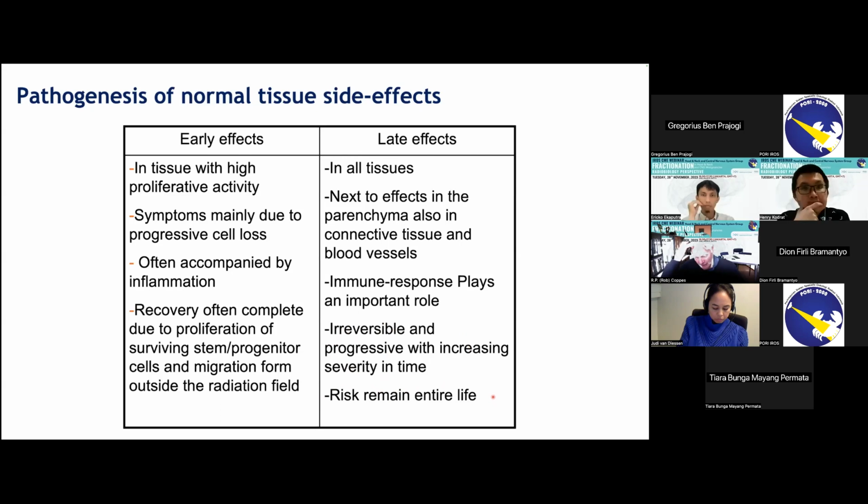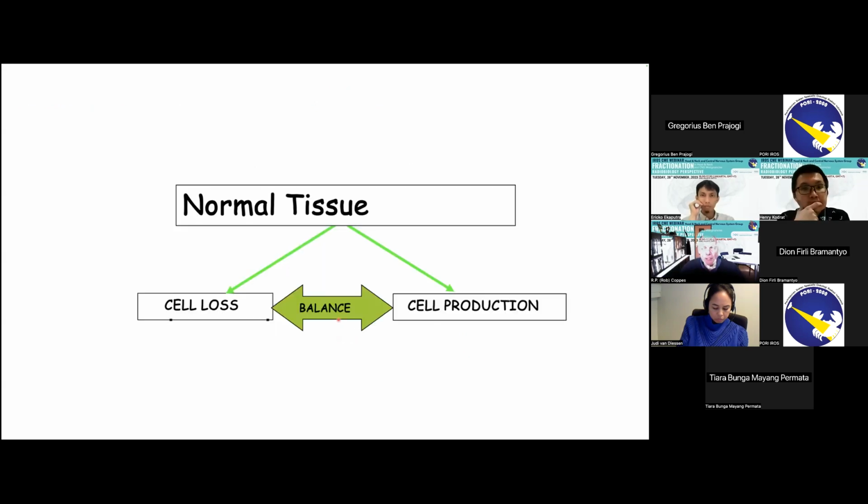Again, like in a tumor. And in normal tissue, you have a balance between cell production and cell loss. So when a cell with a certain age is dying, then the stem cells need to produce new cells. So the cell loss is actually determining the cell division speed of your stem cells.